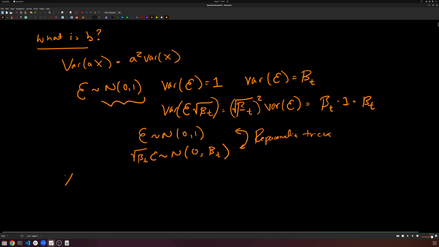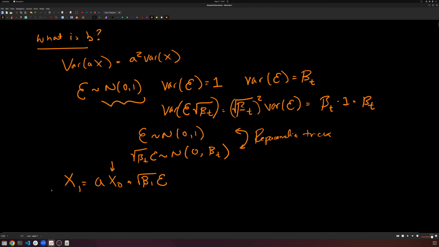That means x1 is going to be equal to a, we haven't solved for a yet, so that's a x0, plus square root beta 1. We're adding one step of noise, so it's going to be whatever the beta 1 is, times epsilon, just like that. So that's our first setup, and this gives us the epsilon that we actually want, right? The variance that we actually want to add to our data. But we need to make sure we scale x0 such that the final x1 has a variance of 1. So let's go ahead and do that.